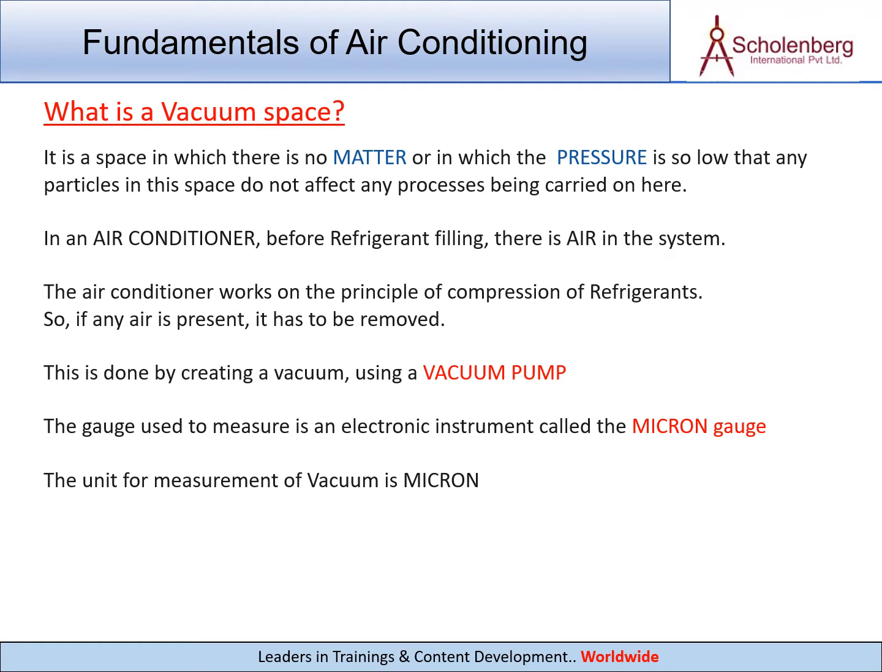In an air conditioner, before refrigerant filling, there is air in the system. The air conditioner works on the principle of compression of refrigerants. So, if any air is present, it has to be removed. This is done by creating a vacuum, using a vacuum pump. The gauge used to measure is an electronic instrument called the micron gauge. The unit for measurement of vacuum is micron.